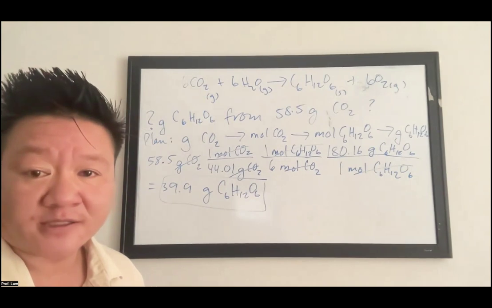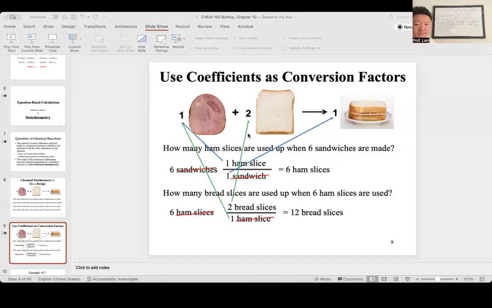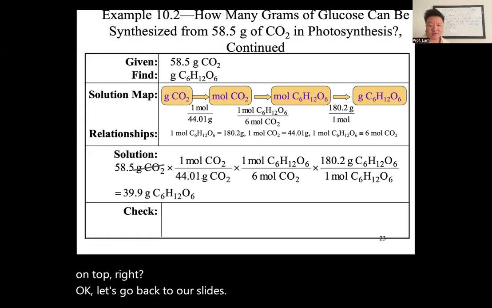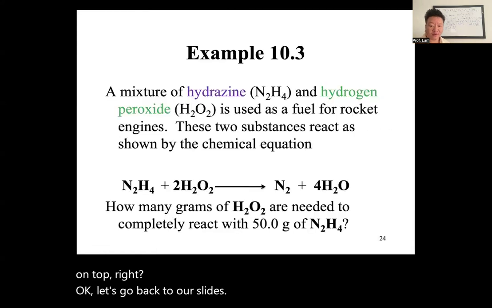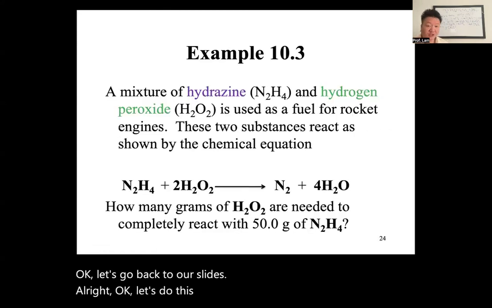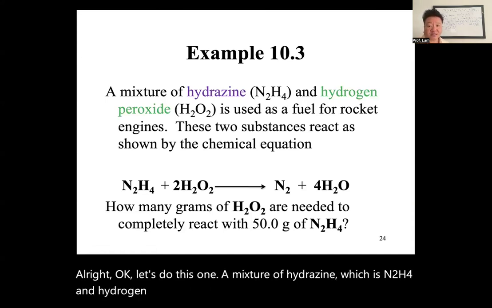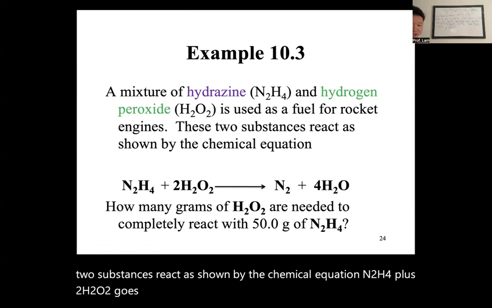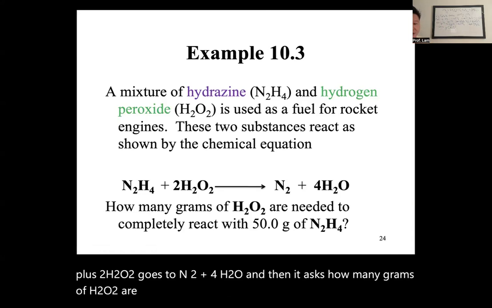Okay, let's go back to our slides. Okay, let's do this one. A mixture of hydrazine, which is N2H4, and hydrogen peroxide is used as a fuel for rocket engines. These two substances react as shown by the chemical equation: N2H4 plus 2H2O2 goes to N2 plus 4H2O. And then it asks, how many grams of H2O2 are needed to completely react with 50.0 grams of N2H4?